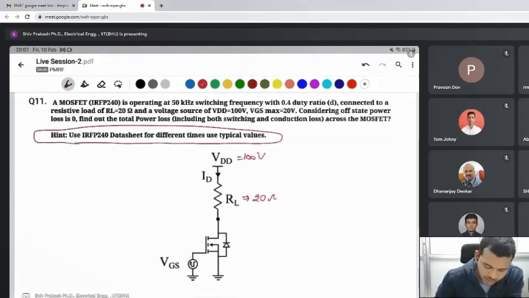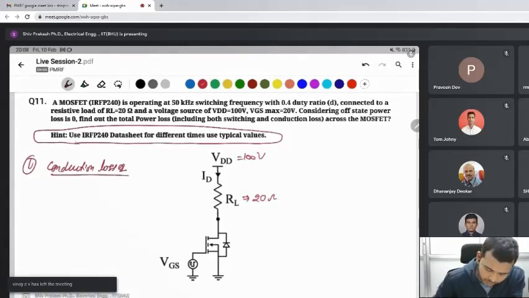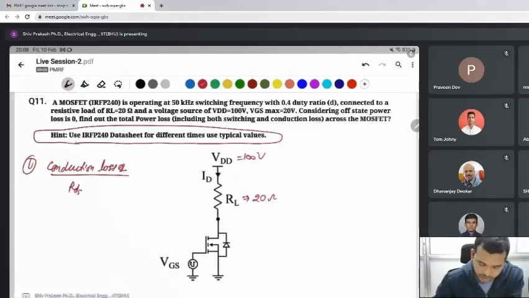Conduction and switching losses. Let's talk about the conduction losses. For the conduction losses, you should have the RDS on resistance of the MOSFET. It is given in the data sheet. You can take it from the data sheet. The MOSFET part number is IRFP240. You can search on Google and find the data sheet of this.